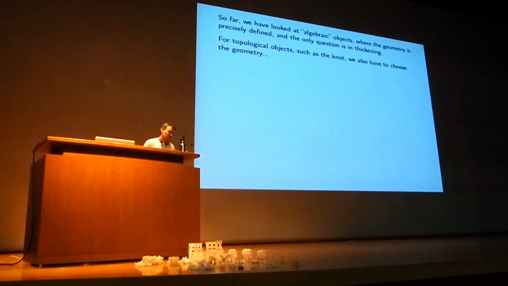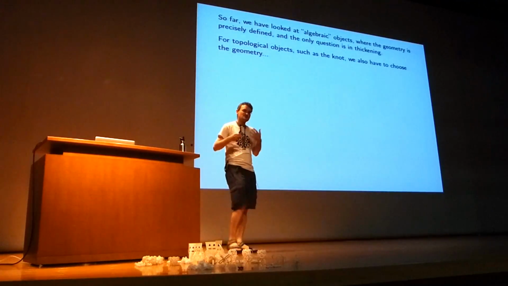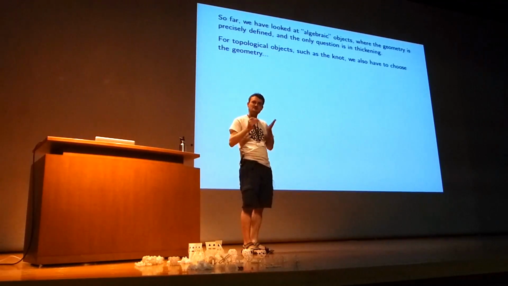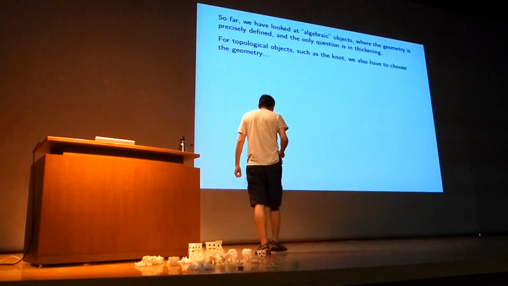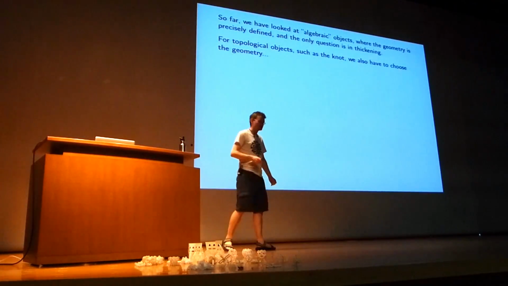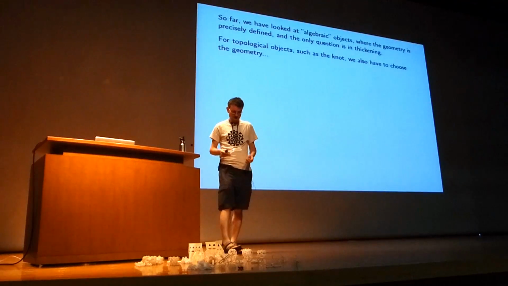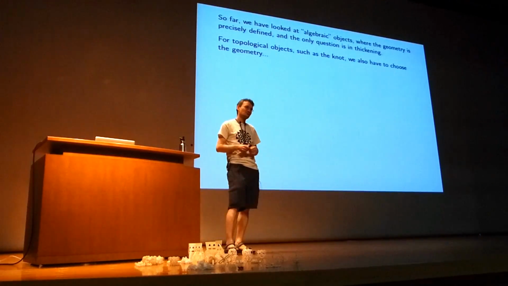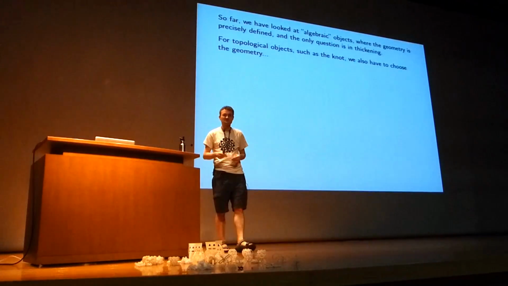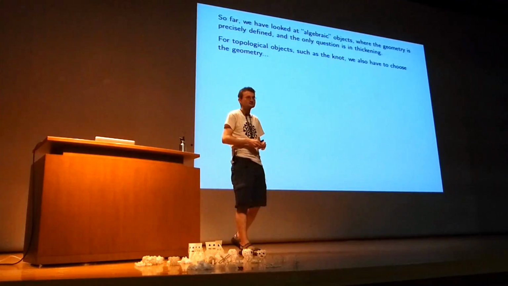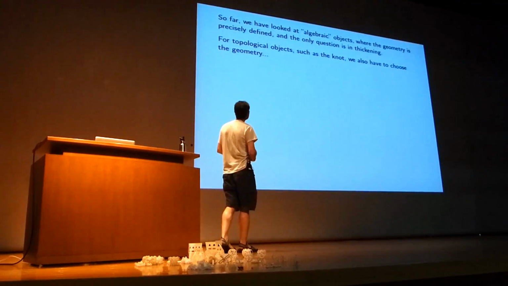So far we've looked at really algebraic objects. So the geometry is given to you. You know what it is. The only issue is how to thicken it up to make it printable. And so I'm going to spend maybe the first half of the talk talking about if you have a topological object, what do you do? Right? You have a topologically defined object, and you need to give it some sort of geometric structure to give to the printer. Otherwise, it doesn't know what to do.